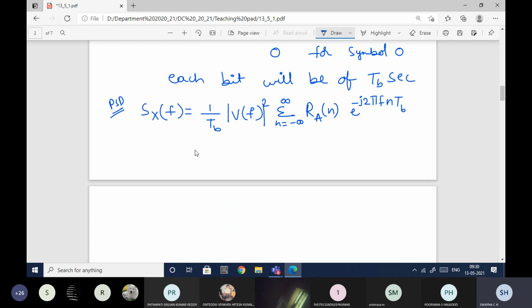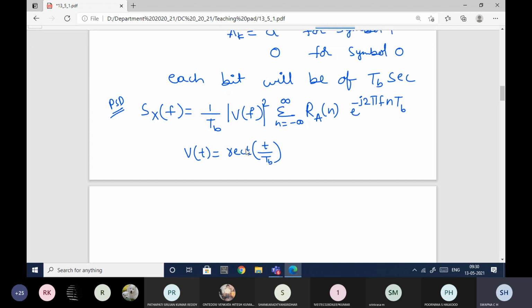Let us now first find V of f. As I've already mentioned, V of t is nothing but rect of t by T_B here. Why is it T_B? Because T_B is the duration of the complete pulse. So I need to find the Fourier transform of this one, which is V of f.